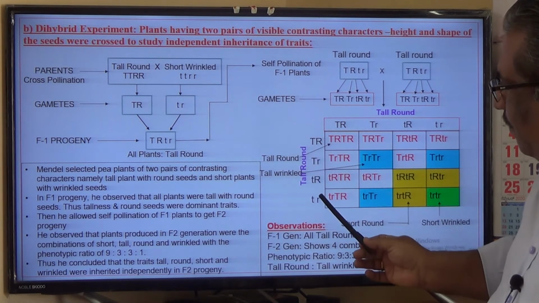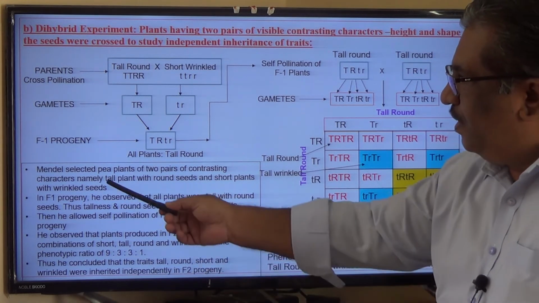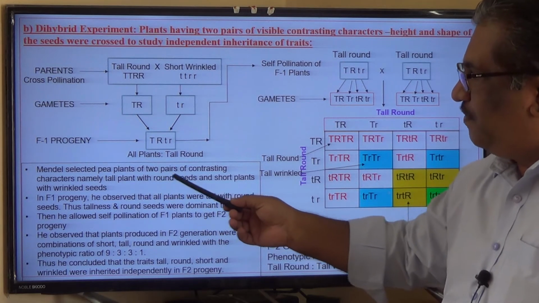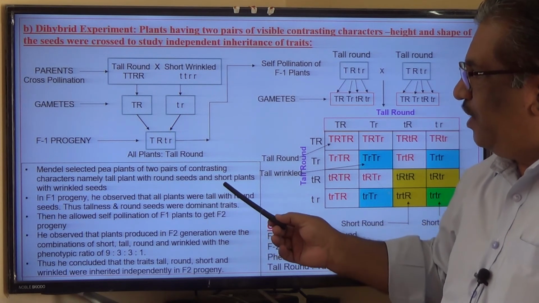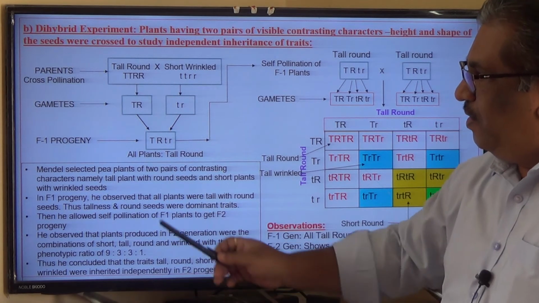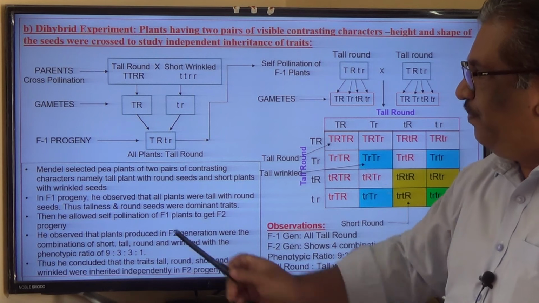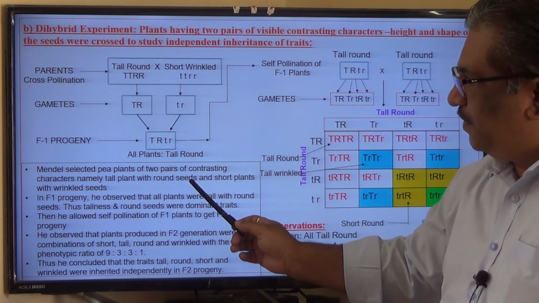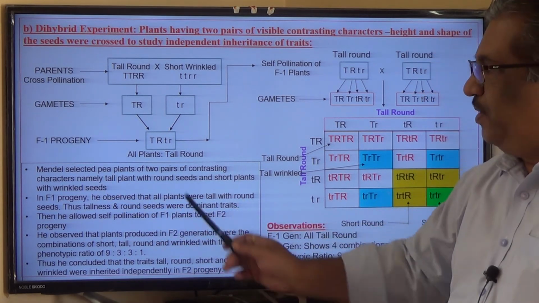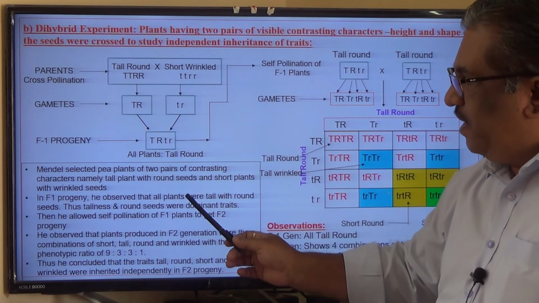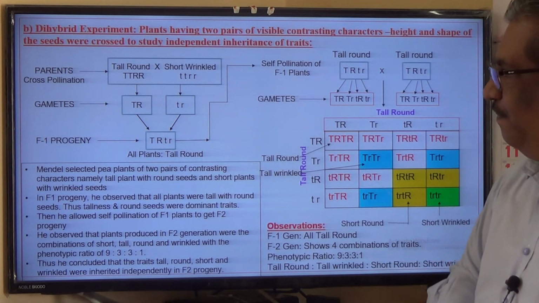Before we look at this diagram and the Punnett square, what is that Mendel did? Let us study this one. Mendel selected pea plants of two pairs of contrasting characters, namely tall plant with round seeds and short plants with wrinkled seeds. With respect to height, tall plant and short plants is one pair of trait, and with respect to the shape of the seed, round seed and wrinkled seed is another trait. So here we are studying two pairs of contrasting visible characters.